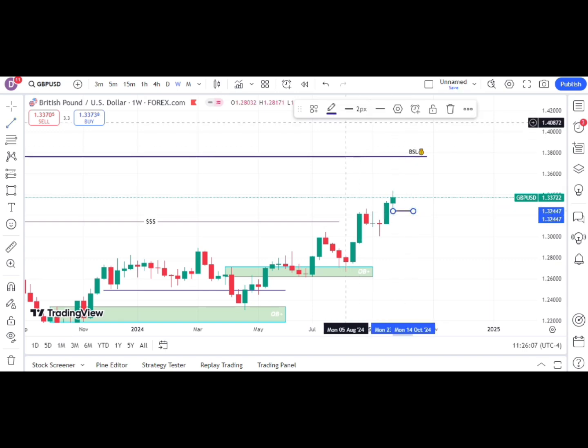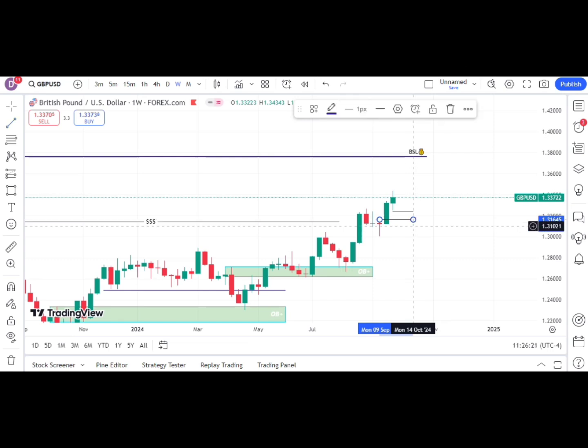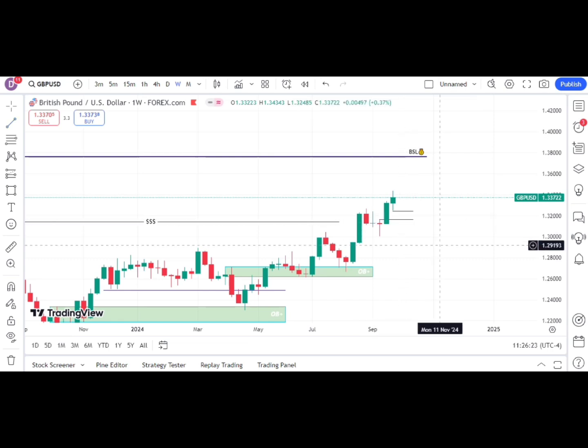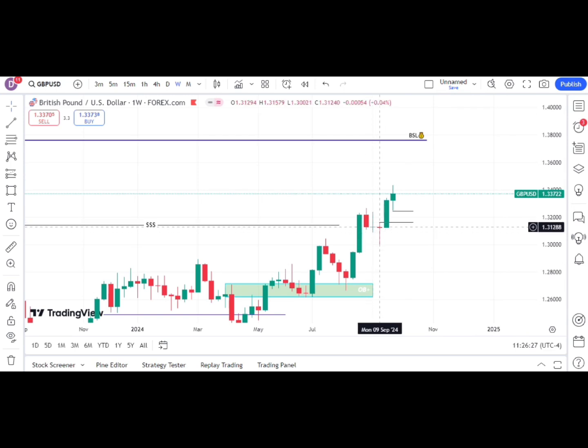If you look closely, we have this fair value gap. And if you notice, this is also a bullish engulfing candle right here. This is a bullish engulfing candle, and this is an order block. It came, took out sell side liquidity, and then rallied up.